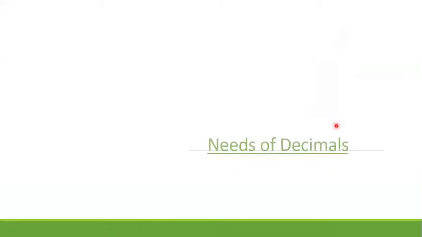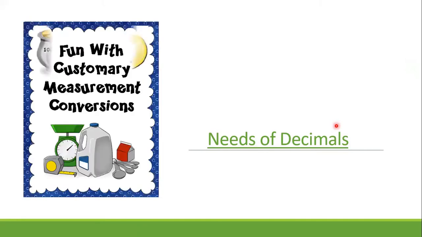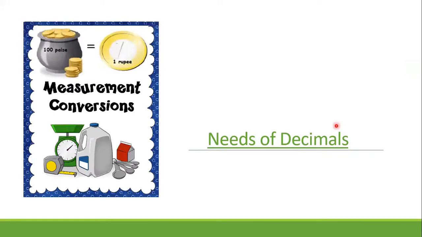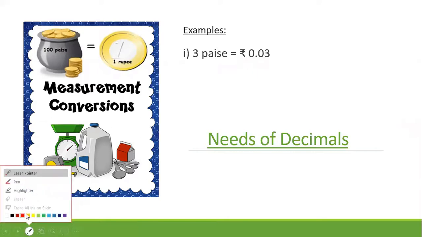Do you know why we need decimals? While converting lower units of money, length and weight to the higher units, we are required to use the decimals. For example, 3 paise is equal to rupees 0.03. How is it converted? Let us see.